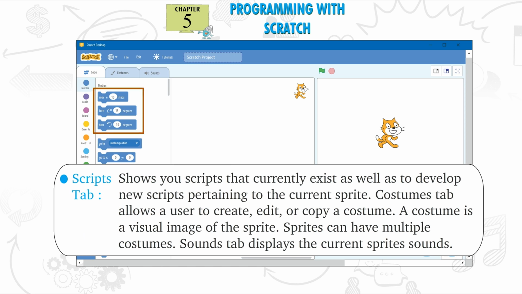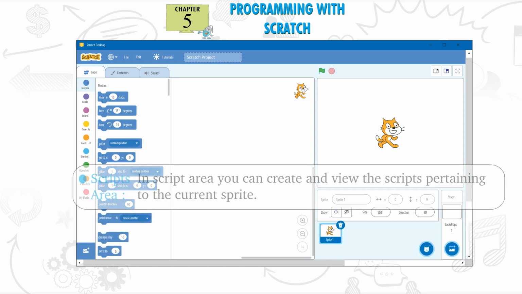Scripts tab. It shows you scripts that currently exist as well as lets you develop new scripts pertaining to the current sprite. Costumes tab allows a user to create, edit or copy a costume. A costume is a visual image of the sprite. Sprites can have multiple costumes. Sounds tab displays the current sprite's sounds.